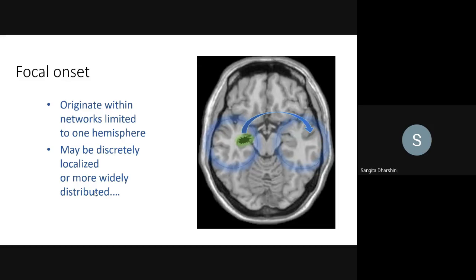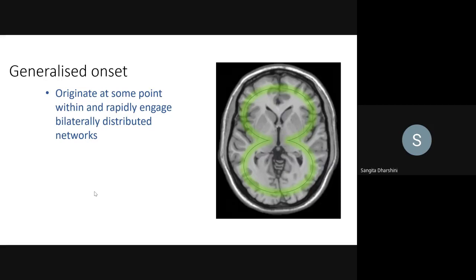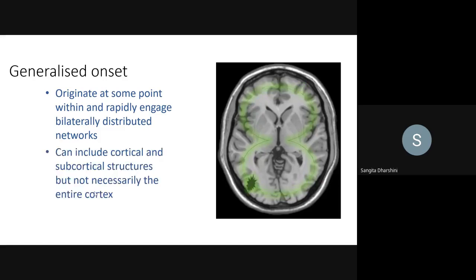Now, what about generalized onset? We think that generalized onset seizures originate at some point within the brain. So it's essentially, in a way, sort of focal, but it rapidly engages bilaterally distributed networks and goes to the whole cortical system. This can include cortical and subcortical structures in the brain.